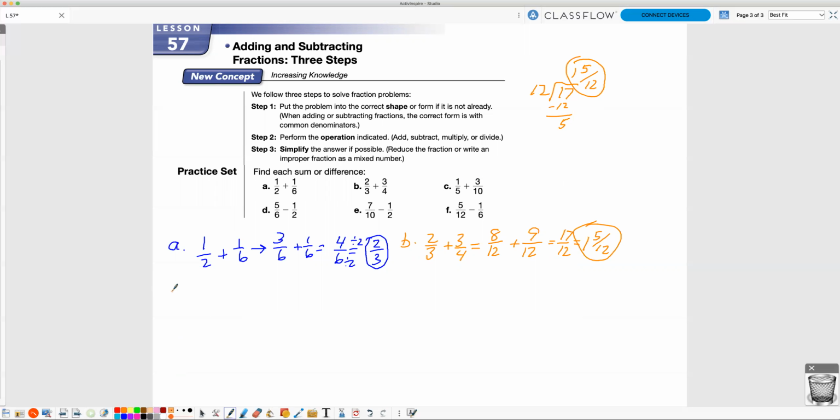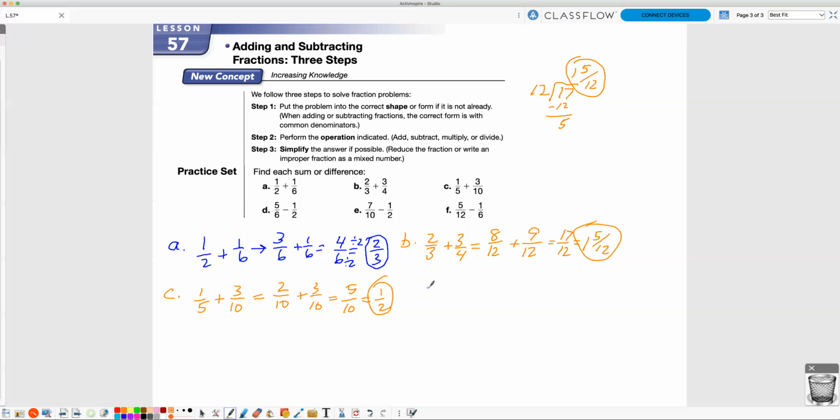Letter C, if you have 1/5 plus 3/10, this one you should recognize that 1/5 needs to be changed to something with a denominator of 10, and 5 times 2 is 10. That means 1 times 2 is 2, plus 3/10. That would equal 5/10, and hopefully you know that 5/10 reduces to 1/2.